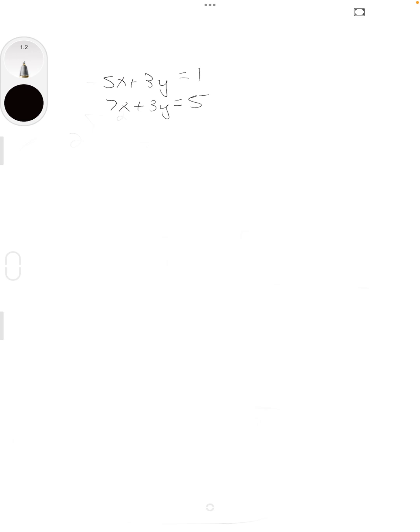First step is line them up. They are. Second step is do any of them match? Sure, the 3y and the 3y are both. So I'm going to subtract. I put that out front so I remember what I'm doing. Because 3y minus 3y is 0. 5 minus 7 is negative 2x, and 1 minus 5 is negative 4. So I have negative 2x equals negative 4, so x equals 2.